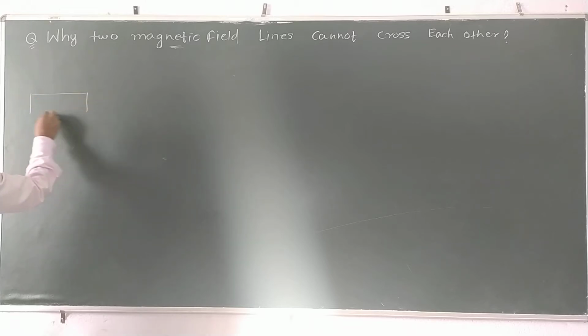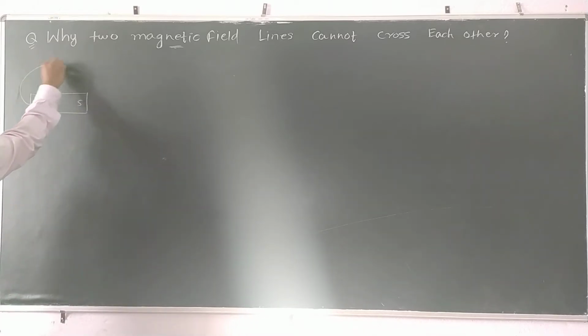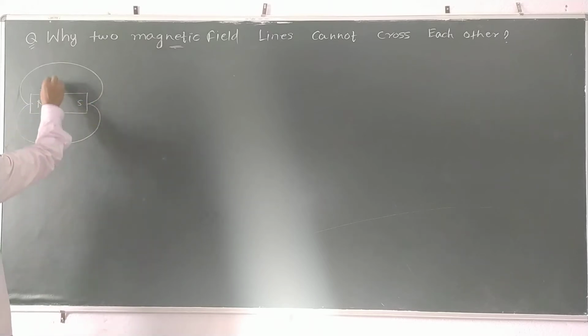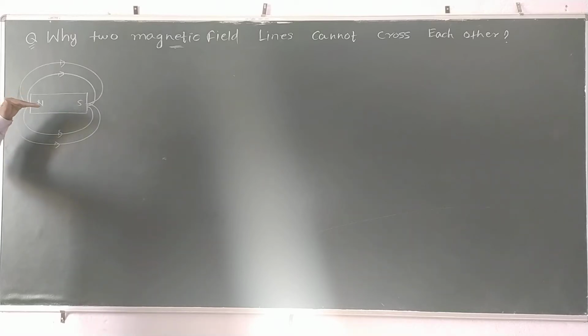Suppose this is a bar magnet, and we know that around the bar magnet there is a field called the magnetic field, and that magnetic field is indicated by magnetic field lines. Magnetic field lines are hypothetical or imaginary lines given by Michael Faraday, which originate from the north pole of the magnet and terminate at the south pole of the magnet outside the magnet.